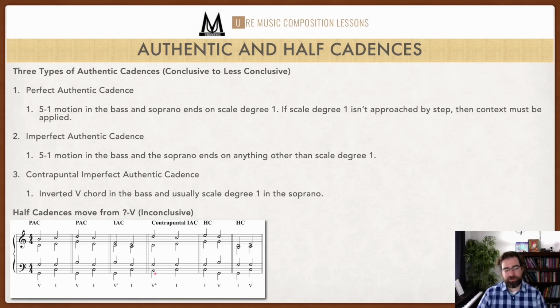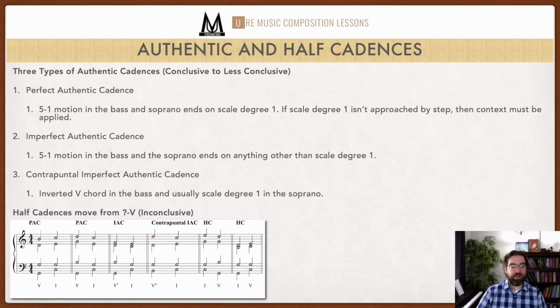Then the contrapuntal imperfect authentic cadence. The reason we call this contrapuntal is because the bottom voice moves by step. 5-6 to 1 is going to be the most common when dealing with triads, but you could also have a 5-4-3 going to a 1, or even a 5-4-2 going to a 1-6. All of these would be considered contrapuntal cadences. The thing that makes it contrapuntal is the stepwise motion in the bass. So if you have a 5-1 progression at the end of a phrase, and you see this stepwise motion occurring in the bass, then you know you're dealing with a contrapuntal imperfect authentic cadence.